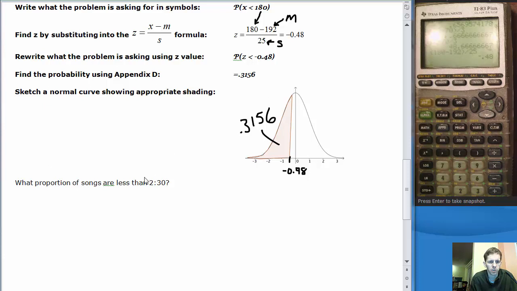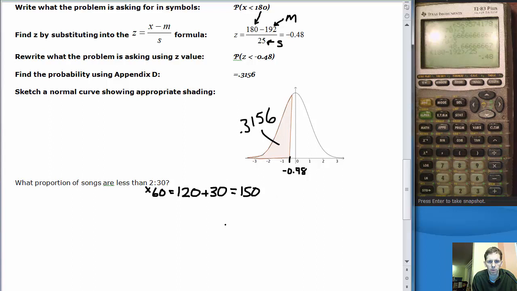To find the proportion of songs that are less than 2 minutes and 30 seconds long, we're going to convert 2 minutes and 30 seconds into just flat out seconds. So we're going to multiply 2 times 60. 2 minutes times 60 seconds is 120 seconds, plus the extra 30 seconds is 150 seconds. So 2 minutes and 30 seconds is the same as 150 seconds.